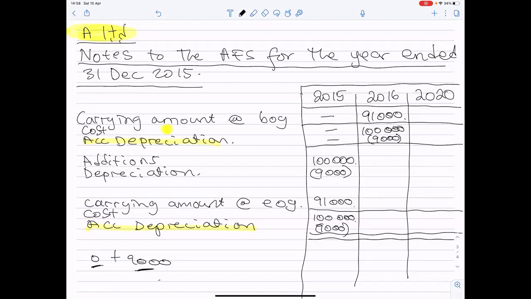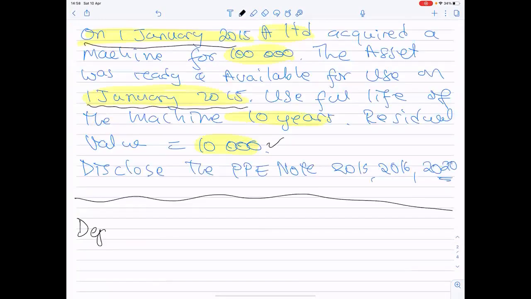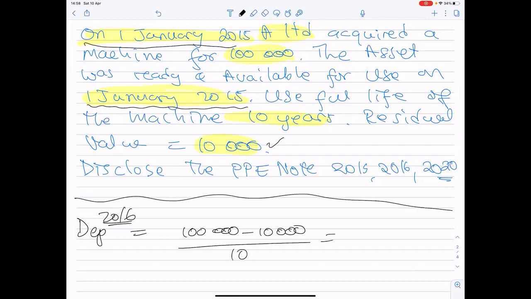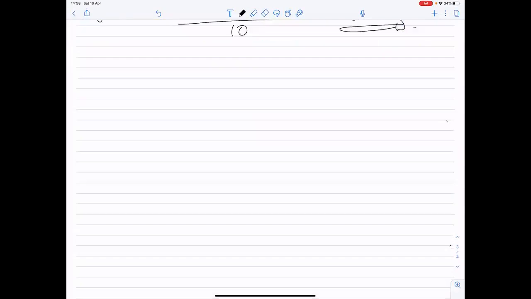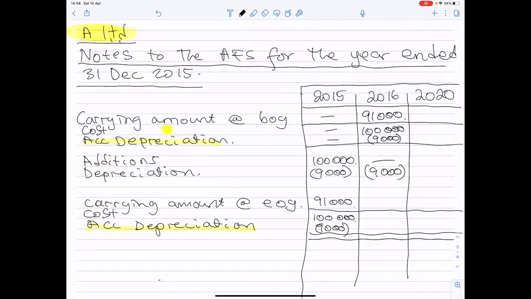Oh, okay. Right. Then we will come and calculate the depreciation during the year. So the depreciation in the year 2016, we can easily say it is still 100,000 minus the residual value of 10,000. We divide it by 10, you still get your 9,000. Yes, you get your 9,000. That's what you're going to put there, is 9,000. This year, there is no depreciation. Tell me, is that clear? Oh, okay, 10 years.